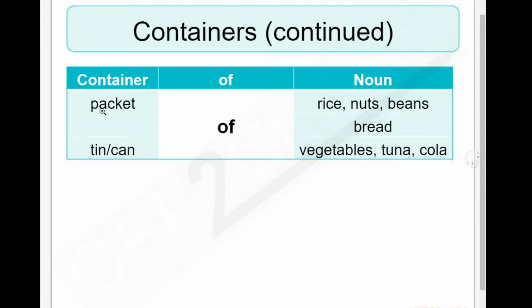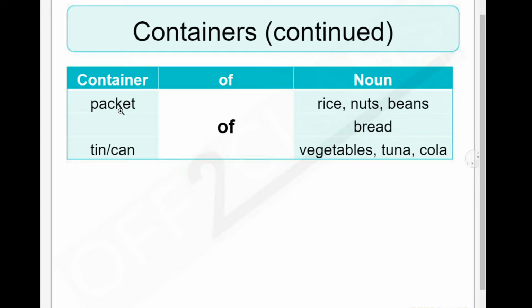And here's a couple more. A packet of rice, nuts, or beans. A bag of bread. Looks like they didn't put here bag. Bag of bread. Or we also say a loaf of bread. And a tin or a can. We never say tin in the US. That's British. We say a can of vegetables, tuna, or cola.